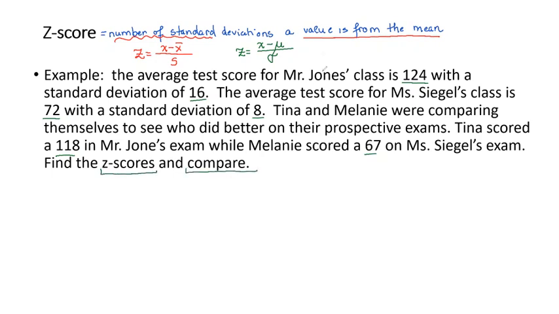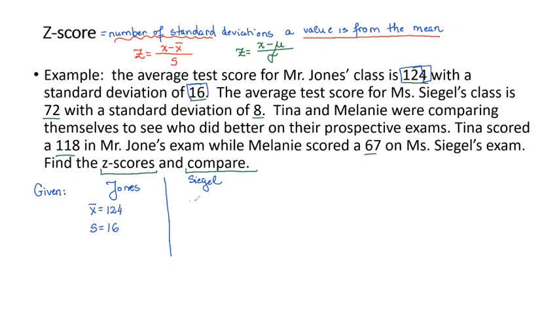So you may need to read this information again. Just stop the video and read the information. And make sure you make a habit of writing down the given information like this. For example, I have Mr. Jones' class and I have Mrs. Siegel's class. And related to Mr. Jones, I have the average, and I'll be looking at this as a sample, so I use the sample notation. And I have the standard deviation, which is 16. So these two values related to this class.